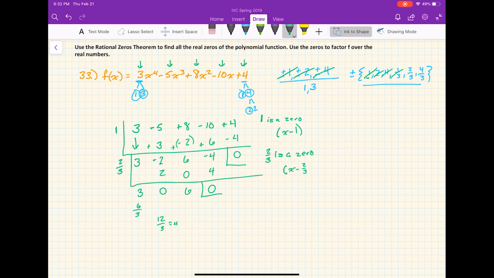Another way you could write that is 3x minus 2. That's the same thing. I'll let you do that as extra credit to figure out why that is, if you don't remember. But I still have this remaining stuff, this 3, 0, and a 6. What am I going to do with this? I know that the rest of those aren't going to make this factor out to a perfect 0.